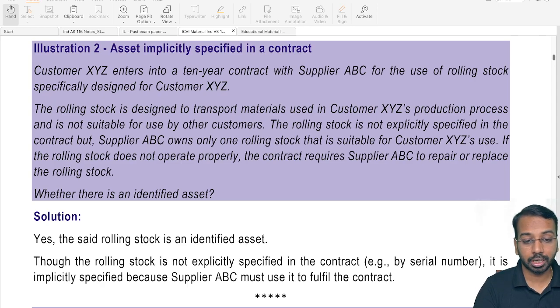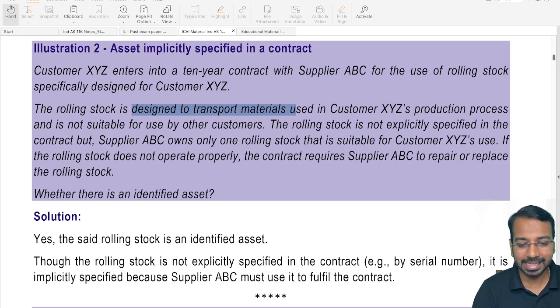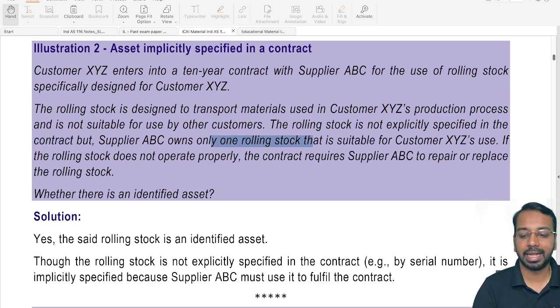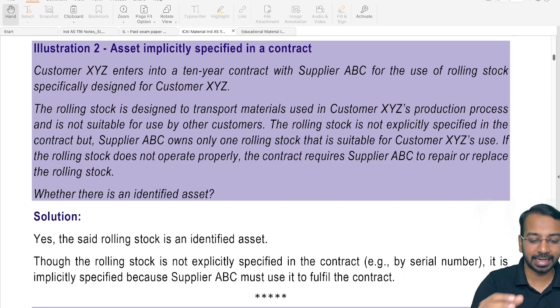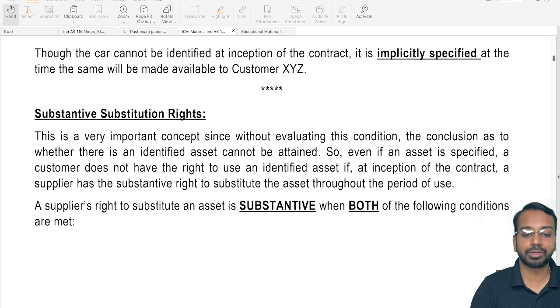Now, the rolling stock is designed to transport materials used in the customer's production process and is not suitable for use by any other customer. The rolling stock is not explicitly specified in the contract. So we have understood it can be explicitly or implicitly specified. The contract does not explicitly say yes, it has to be rolling stock, but anybody else cannot use that rolling stock, which means it is designed specifically for customer XYZ. ABC owns only one rolling stock, hence we can say that it is an identified asset, right? Then comes substantive substitution, right?